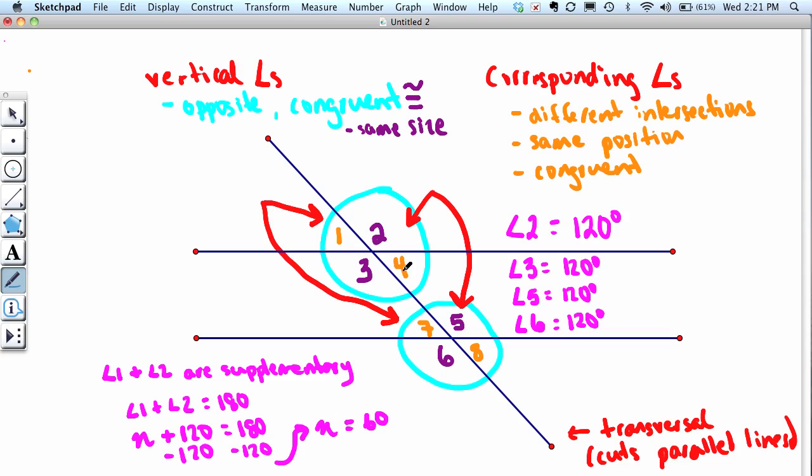So now that we know that angle 1 is 60 degrees, we can use the same sort of relationships of vertical angles and corresponding angles to fill in the rest of the missing angles.